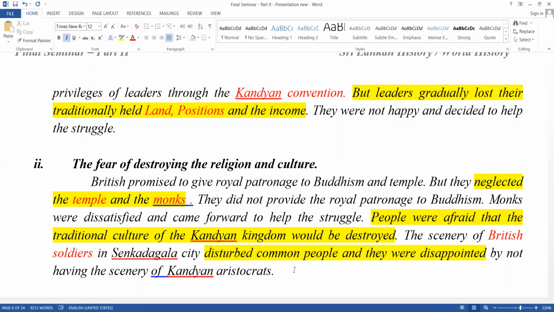Now they had to see what scenery in Kandy city. The British soldiers walking here and there in their uniform, but earlier, during the king's time, the scenery was Kandyan leaders walking in their traditional dress. When they saw these soldiers in Kandy city, they got afraid that their culture and religion would be destroyed. So that scenery disturbed common people and they were disappointed. So fear of destroying their religion and culture is the second heading. Disappointment of common people and leaders is the first heading.